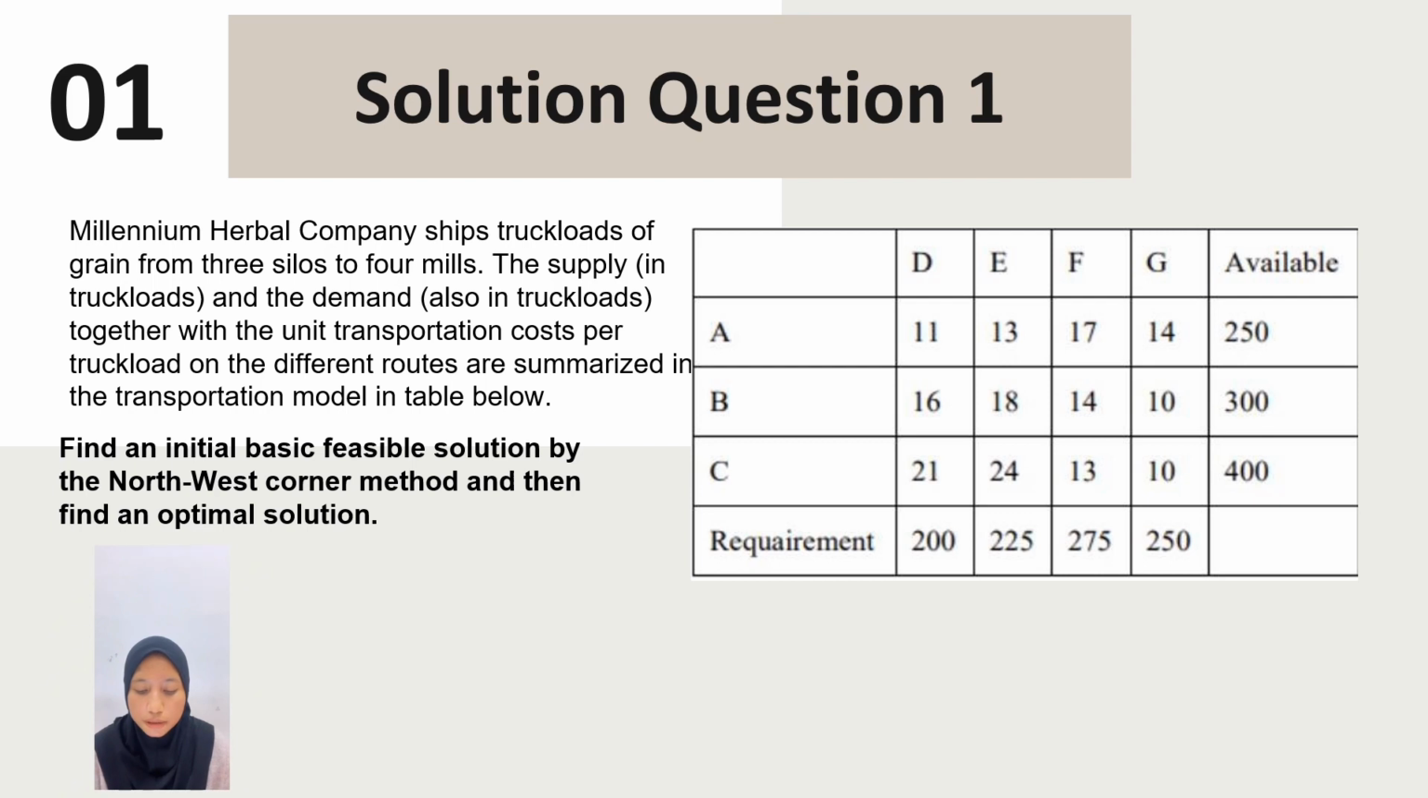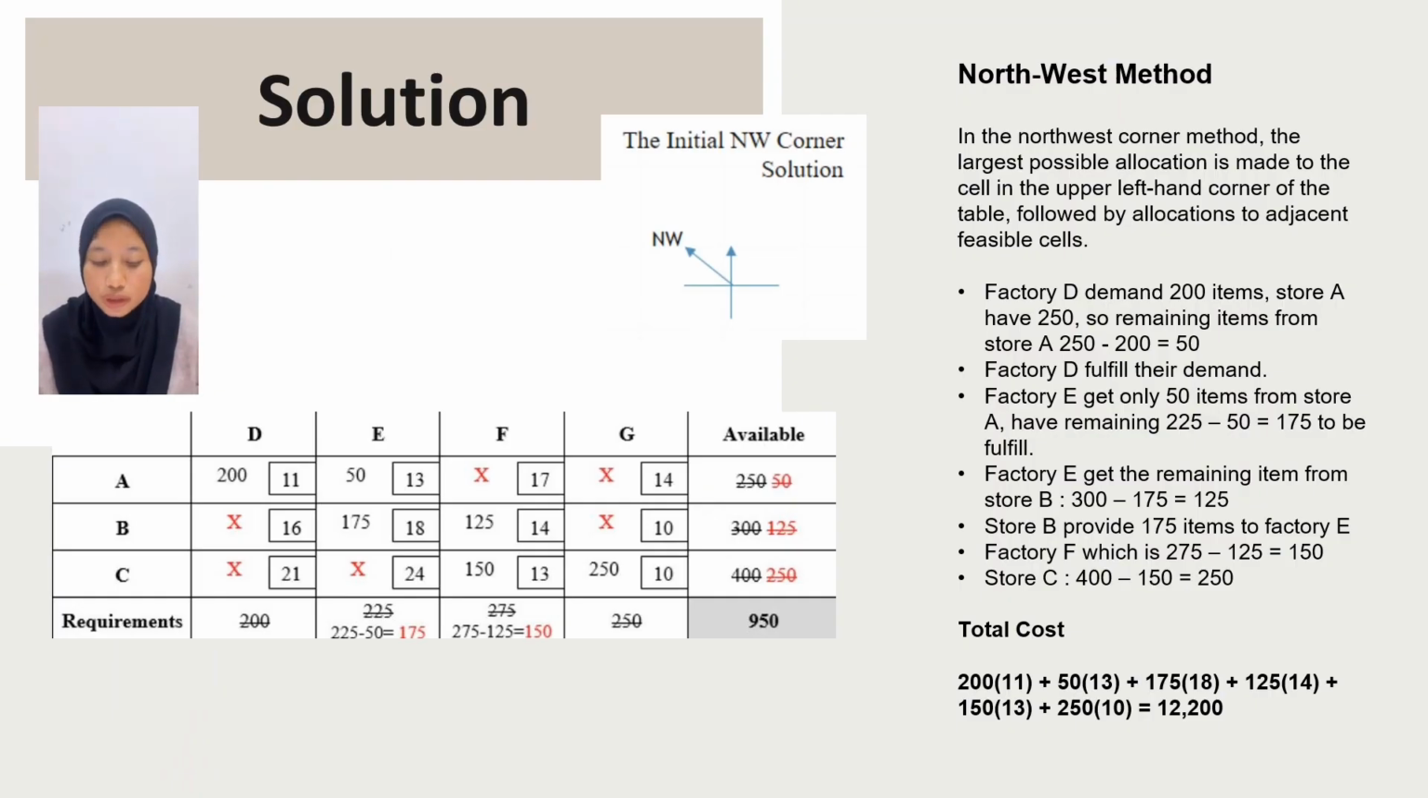As you can see, A, B, C ship truckloads of grain and D, E, F, G are the destinations they need to go to. The requirement is considered as demand, and the available is considered as supply. To solve this question, we need to use the northwest corner method. In the northwest corner method, the largest possible allocation is made to the cell in the upper left-hand corner of the table, followed by allocation to the adjacent feasible cell.